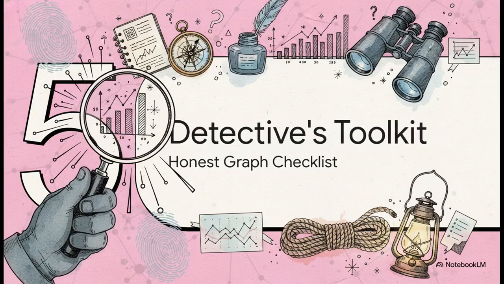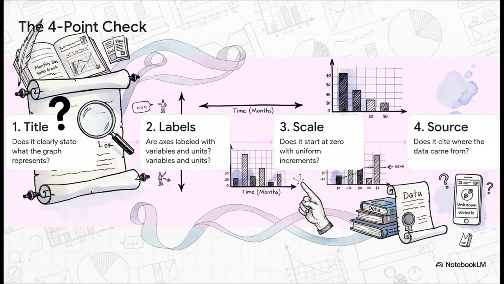Okay, so we've seen the crimes. We've investigated the usual suspects. Now it's time to give you the tools to protect yourself. This is your personal toolkit for interrogating any graph that crosses your path. It's just a simple 4-point check. First up, the title. Does it actually tell you what you're looking at? Second, the labels. Are both of the axes clearly marked? Do they have units? Third, and this is the big one, interrogate the scale.